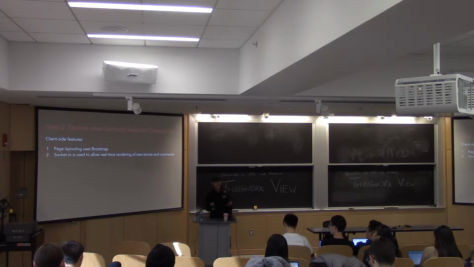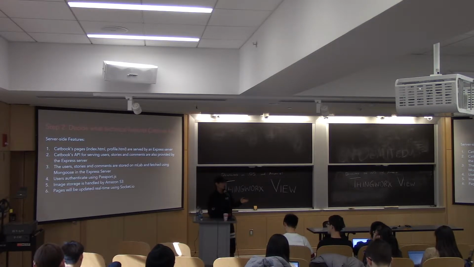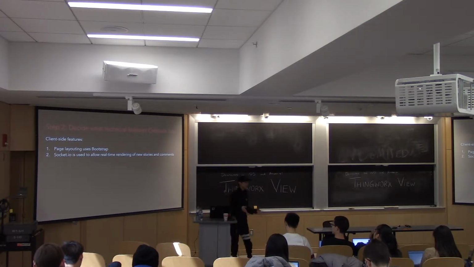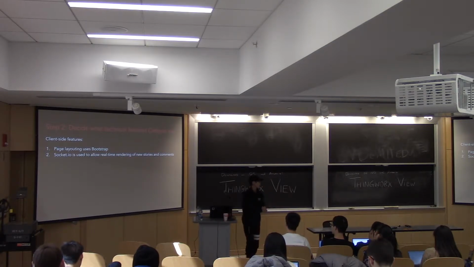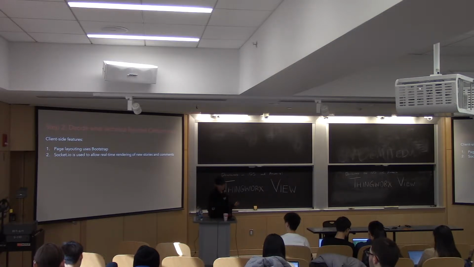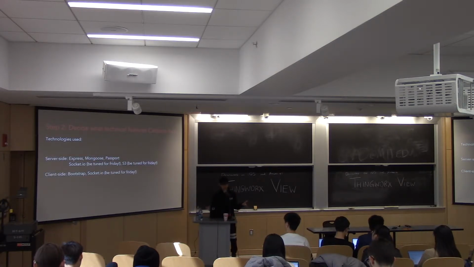Okay. And these were our server-side features we were supposed to implement, and for the client-side features we're going to use Bootstrap for layouting so that our Catbook website doesn't look ugly. And we're going to use Socket.io. So Socket.io is both a server-side and client-side framework, because you need to be talking both ways; that's just how Socket.io works. So we were like, okay, that's what we need to do.